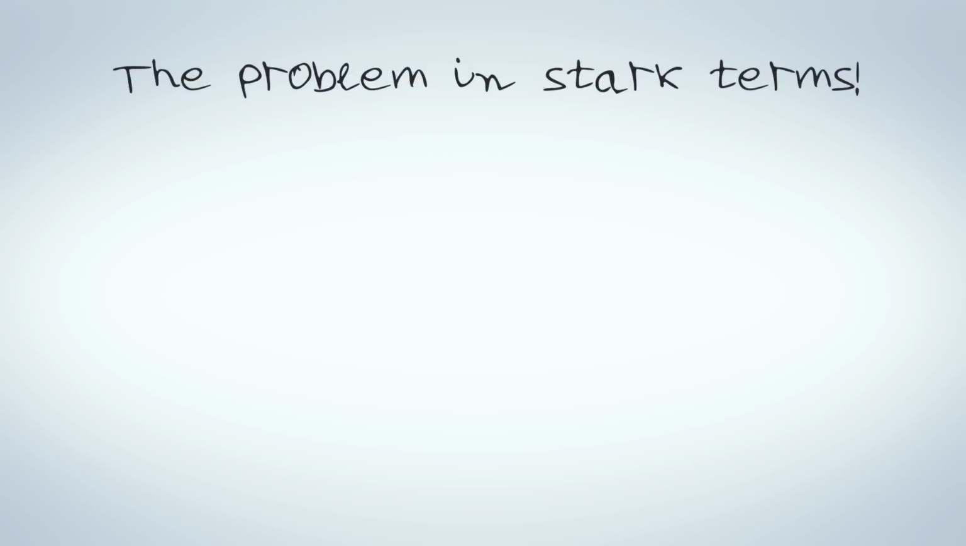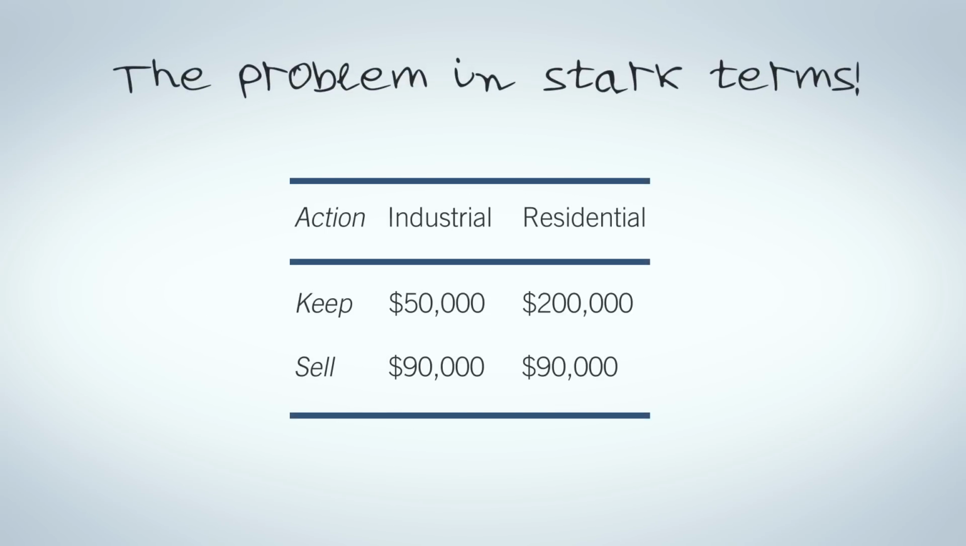Well, people have thought about this to some extent. Let's get to this problem in very stark terms. Stark terms is that we have two actions. We either keep or we sell. If we sell, we make 90,000 regardless. If we keep, then it depends on what happens, and we have no idea of what is going to happen.